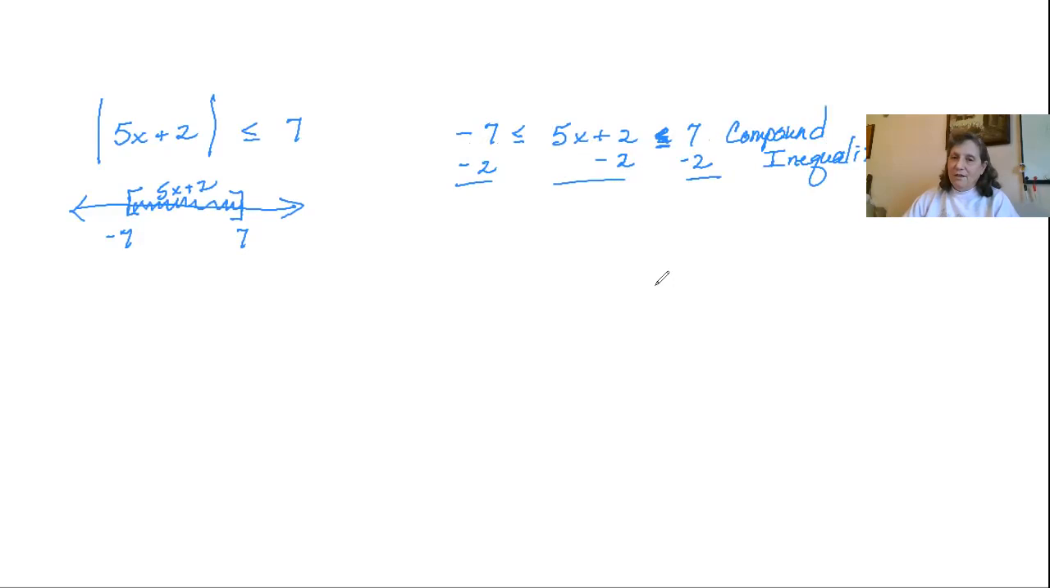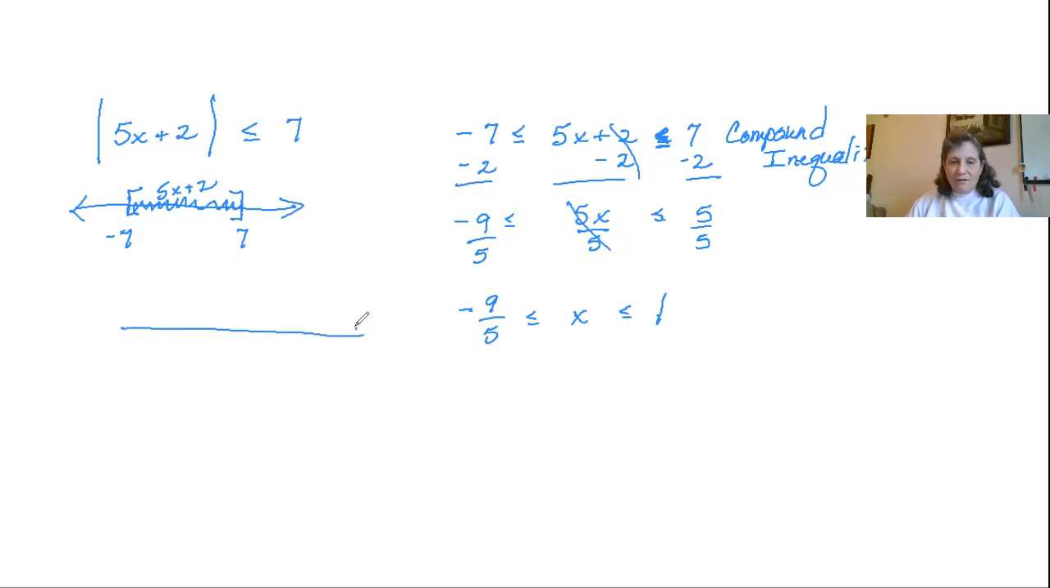Heard of burning your candle at both ends? In this case, that's a good idea. So this is -9 less than or equal to 5x, because those canceled, is less than or equal to 5. And we divide by 5, divide by 5, divide by 5. -9/5 is less than or equal to x, is less than or equal to 1.